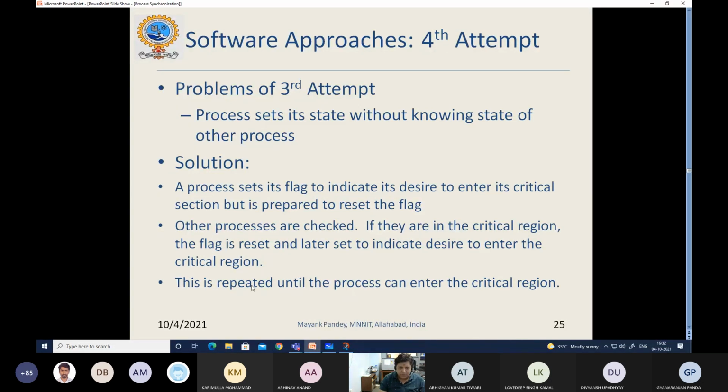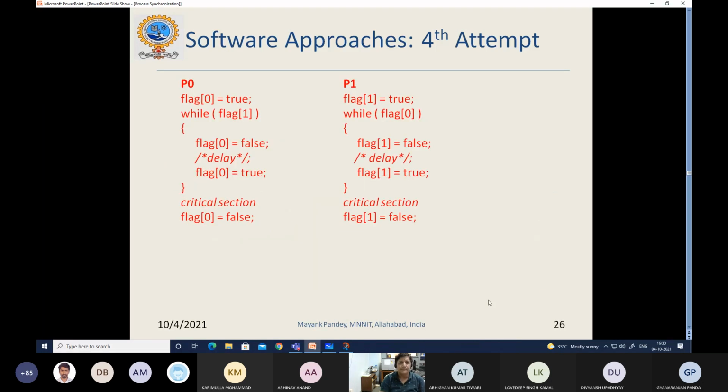Okay, and this will be repeated until the process can enter the critical region. See here, and give me your comments.